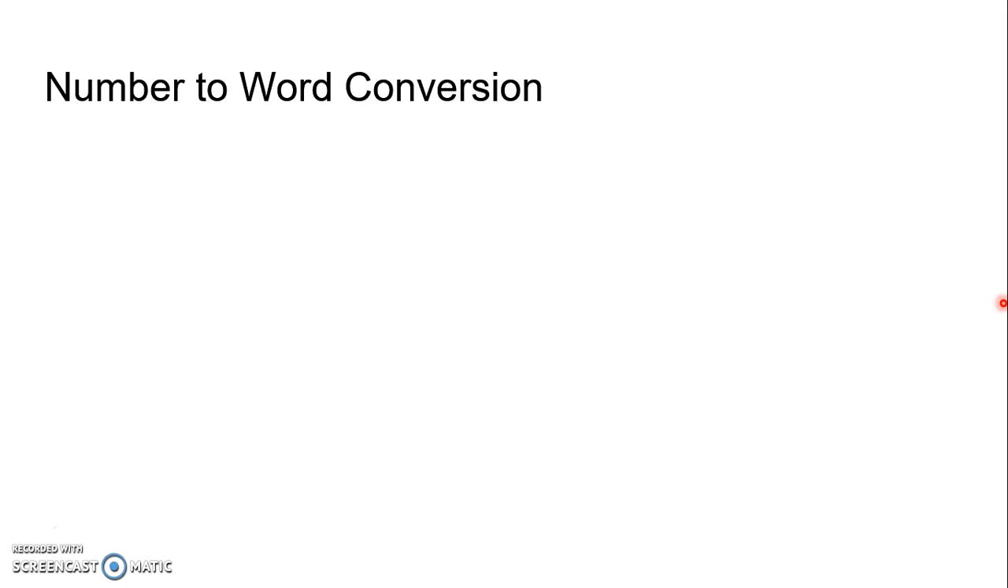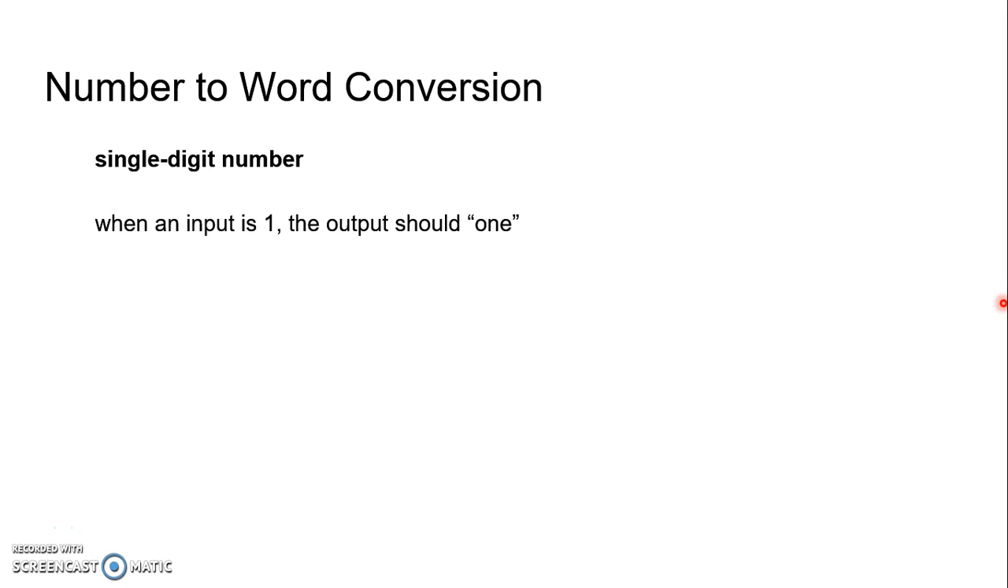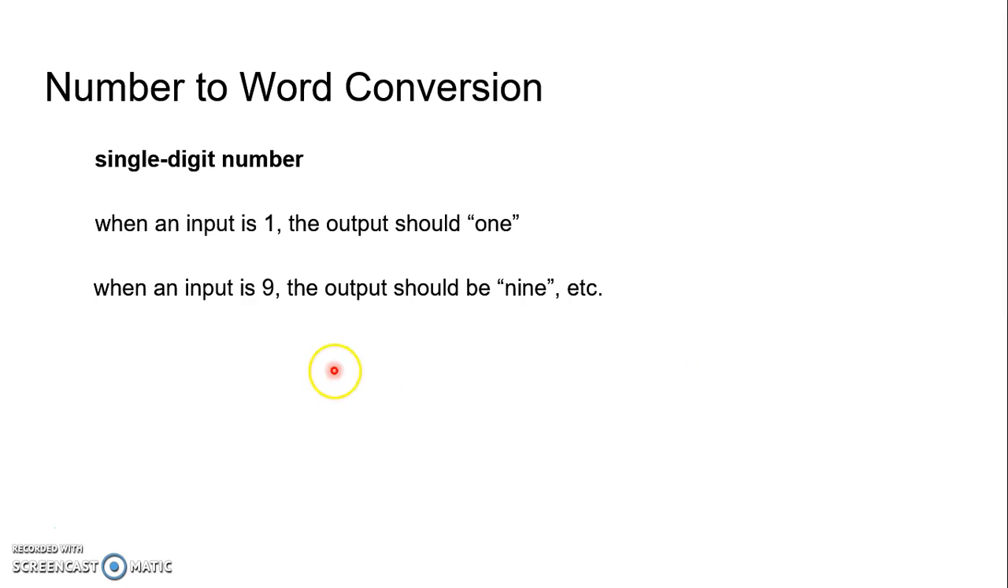We have in the previous video checked how to check whether the given string is a number or not using the isNaN function. And now in this particular video we are going to convert a single digit number to its respective word. So let us say when I give an input as 1, the output should be ONE. When an input is 9, the number 9, then the output should be NINE, etc.